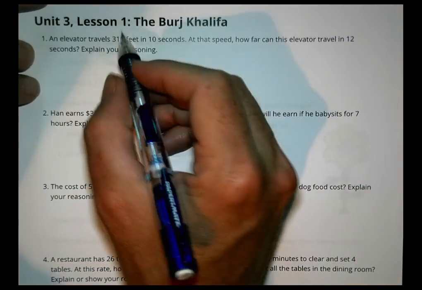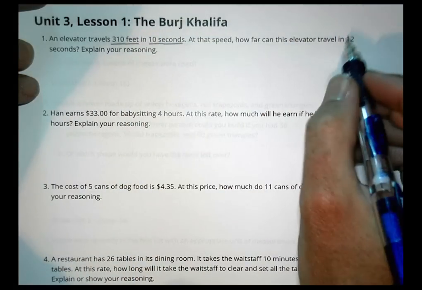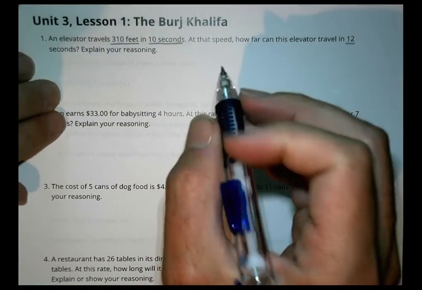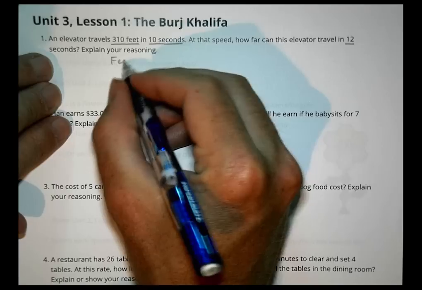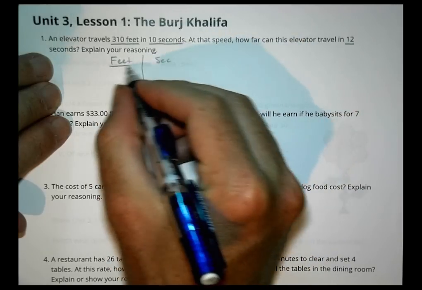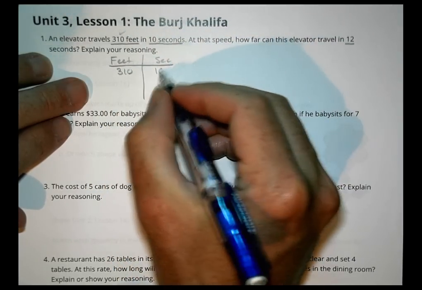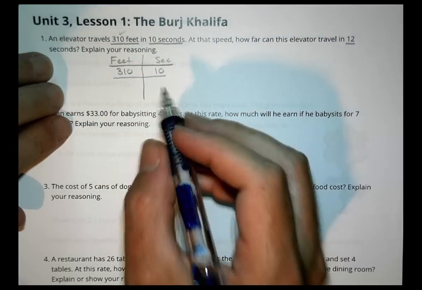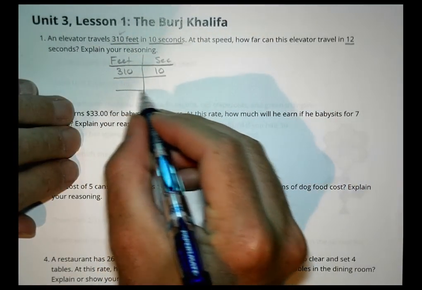Alright, here we go. An elevator travels 310 feet in 10 seconds. At that speed, how far can the elevator travel in 12 seconds? And explain your reasoning. So I'm going to go ahead on mine today and use some tables. So I'm going to have feet, and we're going to have seconds here. And we're given the initial rate of 310 feet in 10 seconds, right? We know we want to figure out eventually how far it can travel in 12 seconds, right? That's our goal.